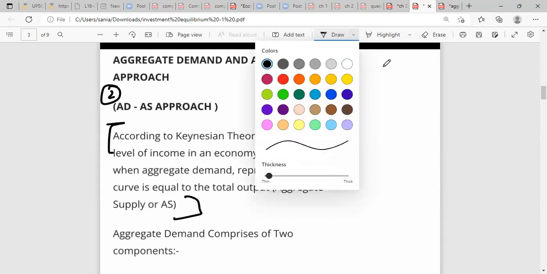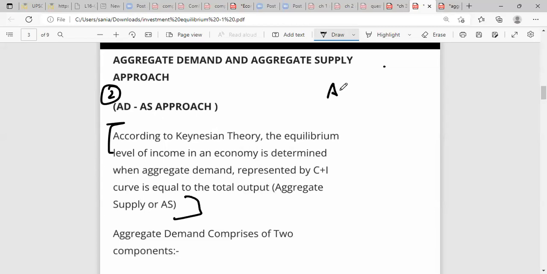Wait a minute. First of all, write the AD AS approach, then the definition, then the table, then the graph. Be very quick.